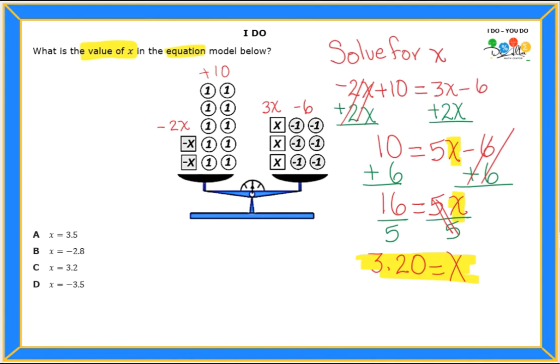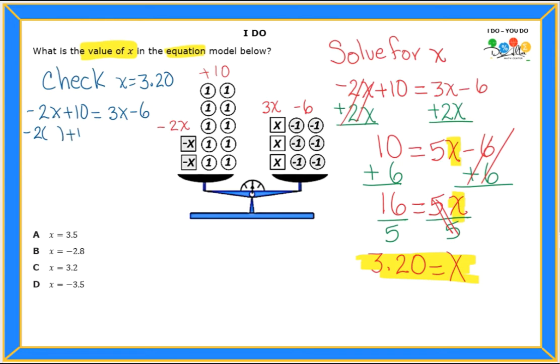Now, what we can do, and we've done it before, is check. So I'm going to put it over here. I'm going to check when x is 3.20, what do I get? So I'm going to work out my problem, which is negative 2x plus 10 equals 3x minus 6. So I'm writing the whole equation.